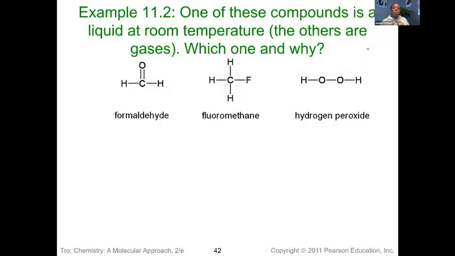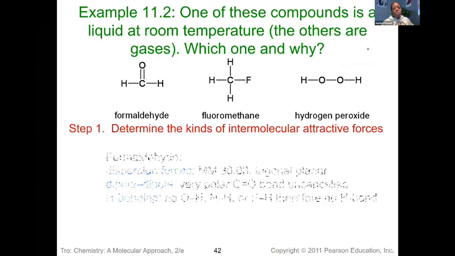All right, so let's put all this into motion. It says one of these compounds would be liquid at room temperature and the others would be gases. Which one and why? All right, so do a quick survey of each of these and let's think about it. What you should be doing is not only looking at these Lewis structures, but also thinking about those electron geometries, molecular geometries. Is this a polar or non-polar molecule?